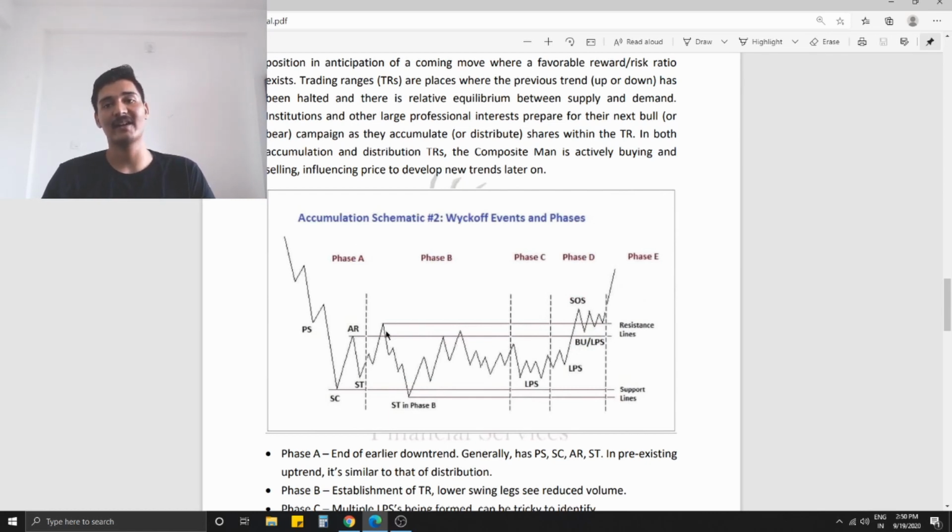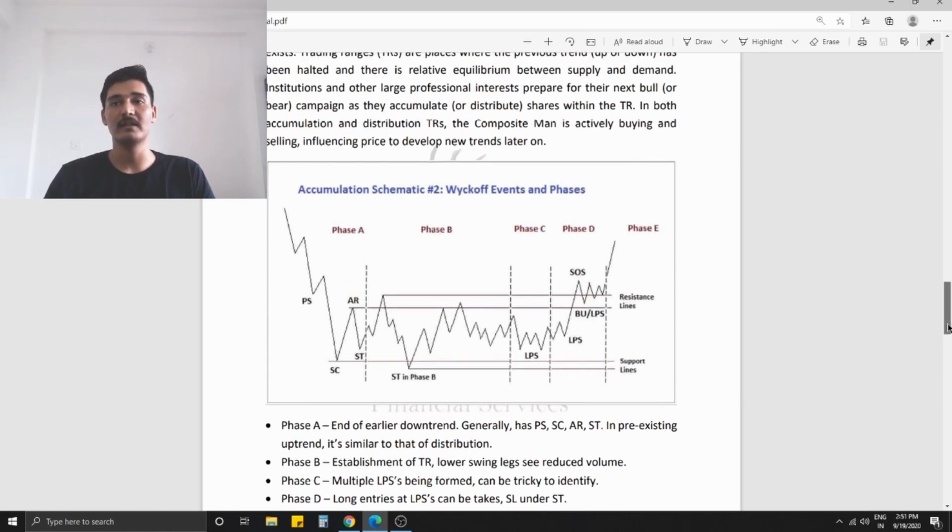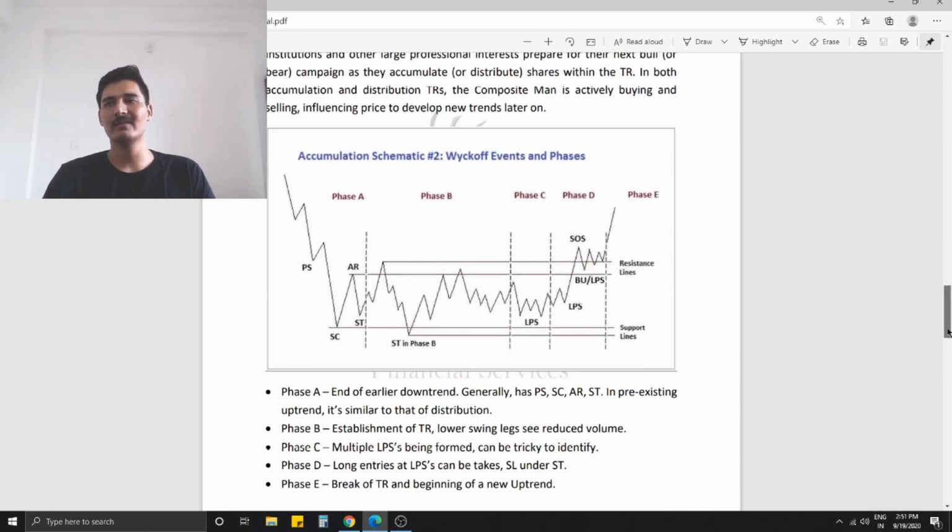If I put it into the technical terms, then phase A consists of the end of the earlier downtrend. Generally, it consists of PS, SC, AR, and ST. Don't worry about the definitions, I'll be taking you through those. Now, in a pre-existing downtrend, this is a classic example of a trend shift from downtrend, range bound, to uptrend.